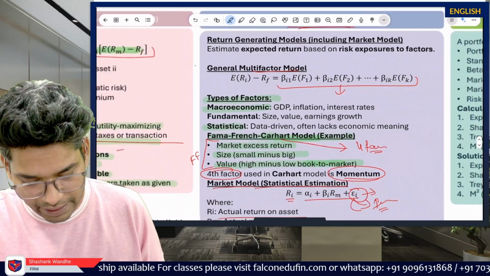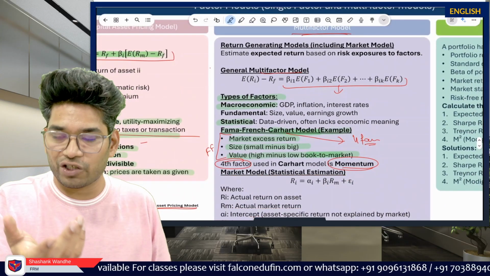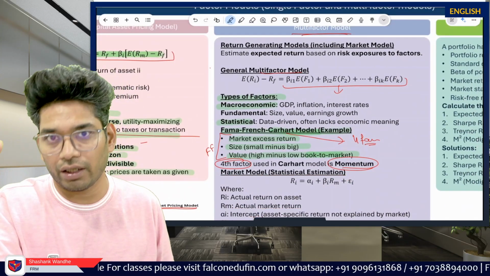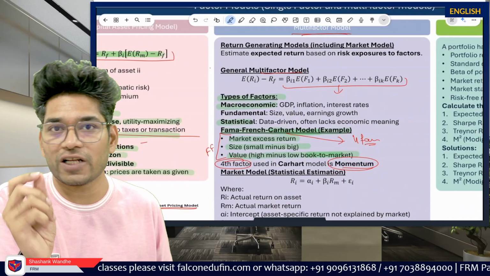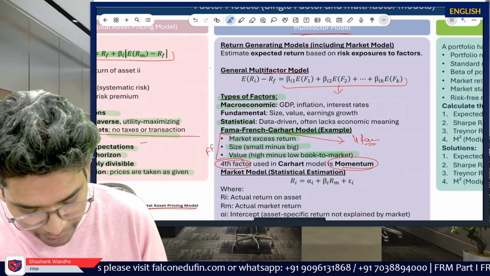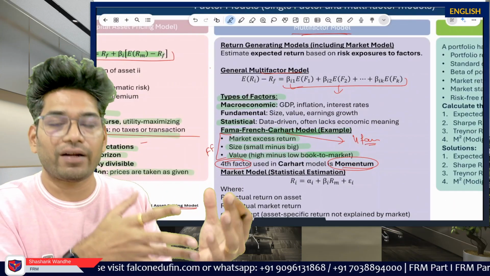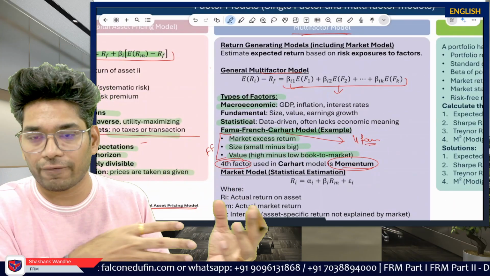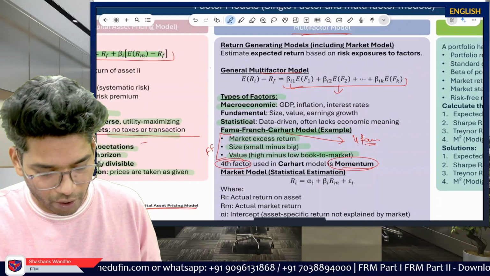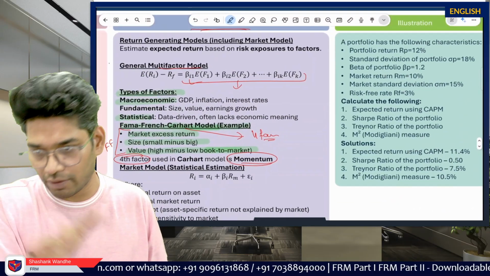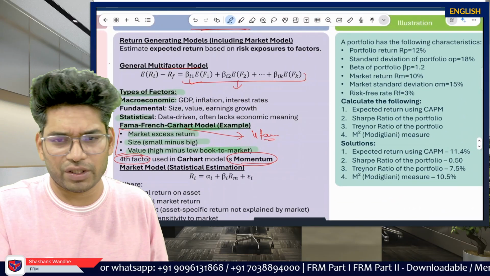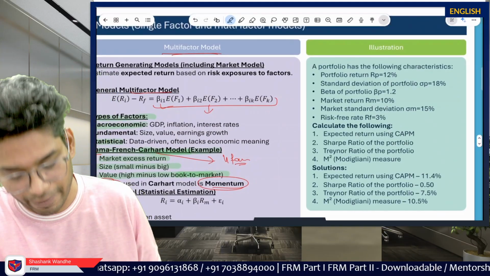Again, I'll just repeat this. There was the general model, no factors were mentioned. Fama, French, and Carhart specified what can be factor 1, what can be factor 2, what can be factor 3, what can be factor 4. And then we got the Fama, French, and Carhart model. There are multiple models like this. Right now, for you in level 1, this much is enough. The rest of the models we will discuss in level 2.